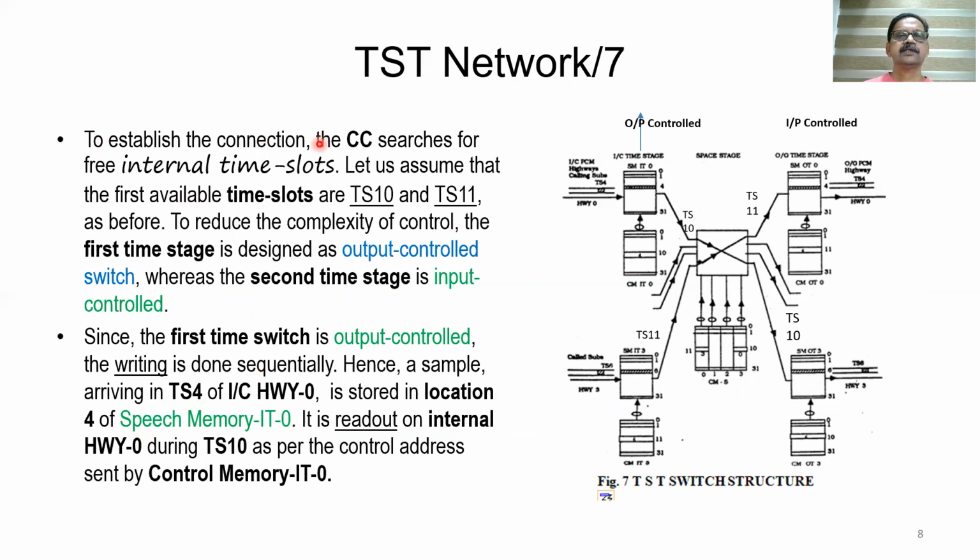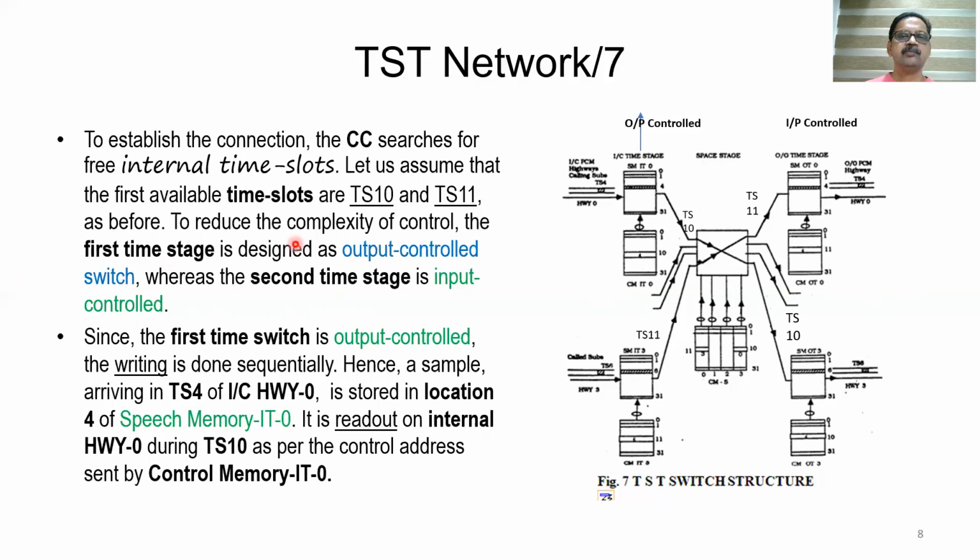To establish the connection, the central control searches for free internal time slots. First, the central control will search for the free time slots. These time slots are also internal time slots. We assume the internal time slots as TS10 in one direction and TS11 in the other direction. Let us assume that the first available internal time slots are TS10 and TS11, as before in the earlier example.